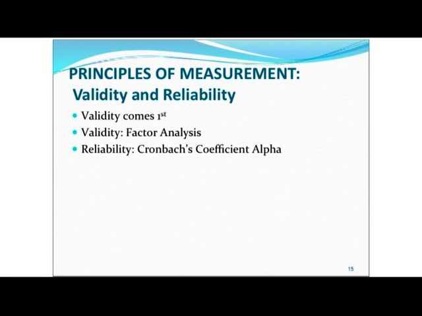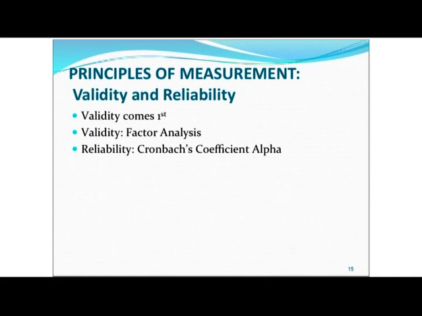Then we test how reliably it will do it. Okay? So always establish validity first to make sure that it is measuring what it's supposed to measure. Then when it's measuring what it's supposed to measure, make sure that it's measuring it consistently, reliably. So validity always comes first.